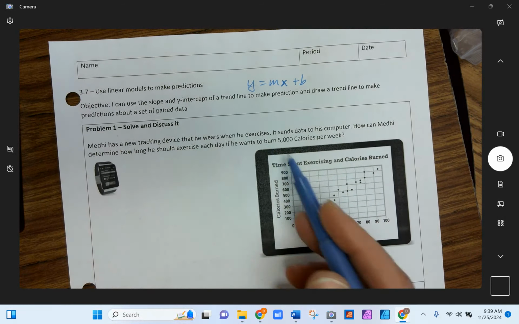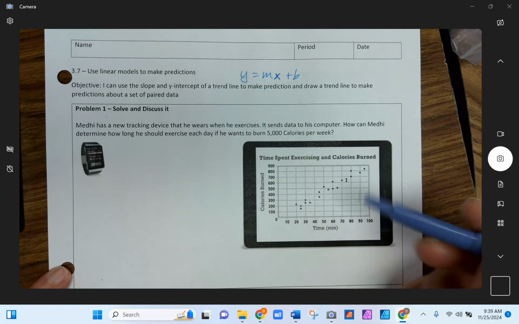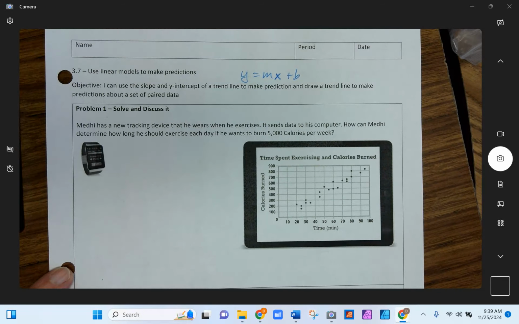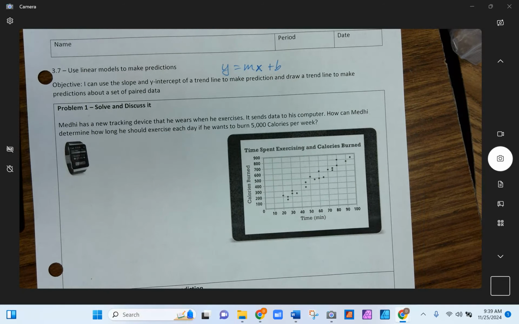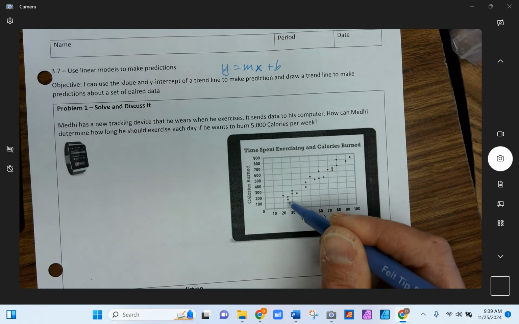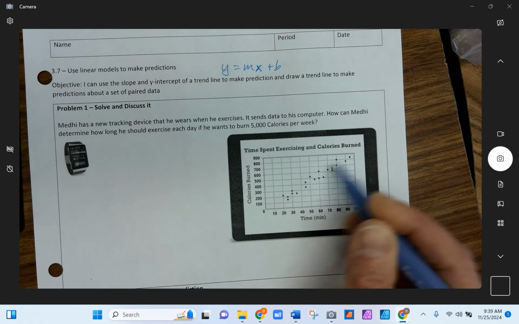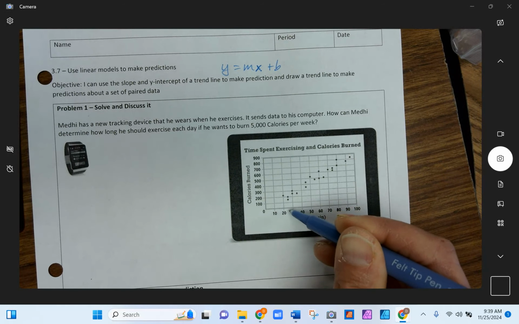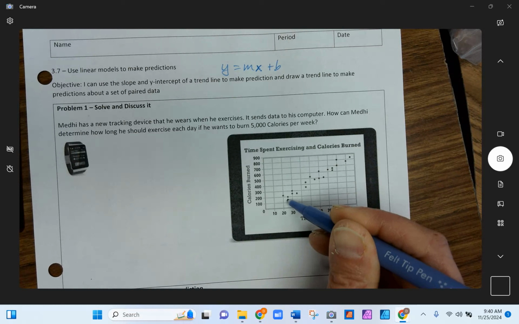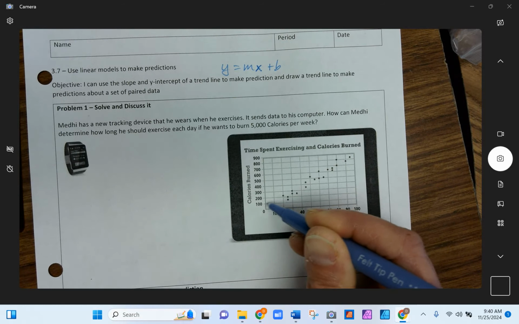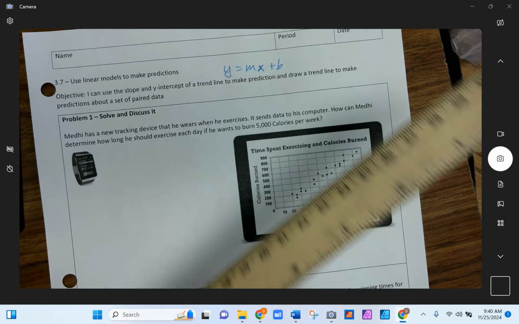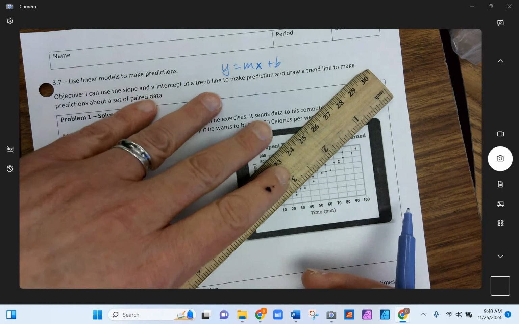Okay, so Mehdi has a new tracking device that he wears when he exercises. It sends data to his computer. How can Mehdi determine how long he should exercise each day if he wants to burn 5,000 calories per week? So we have basically time spent exercising over the course of maybe a month or so. When he spent maybe 25 minutes, he burned around 150 calories. That's how we interpret those dots, right? But we have this whole set of data to work with, right?